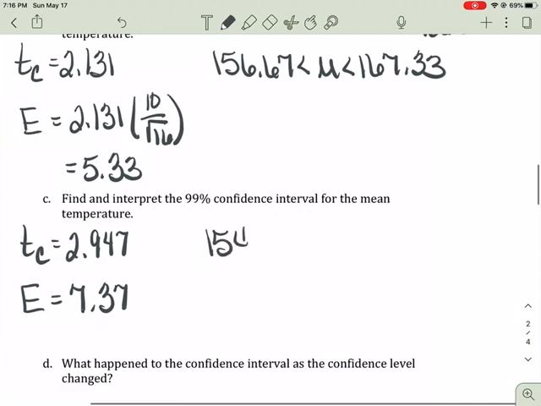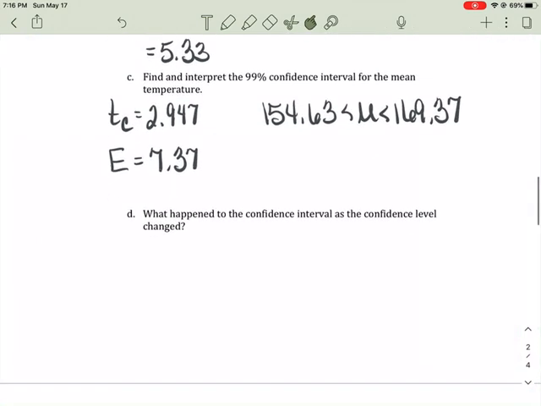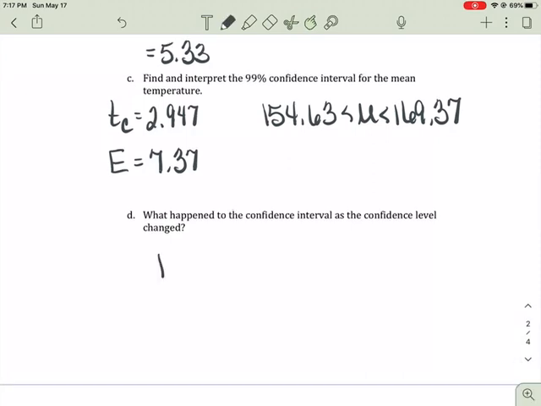So this is 154.63 less than mu, less than 169.37. Okay, so again, as we noticed, it increases the width. What happens to your confidence interval as you increase your confidence is it increases the width.